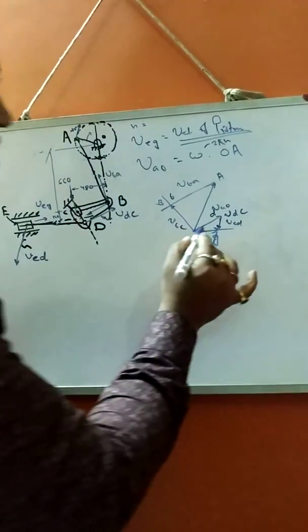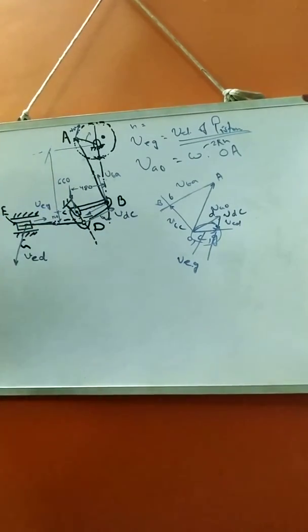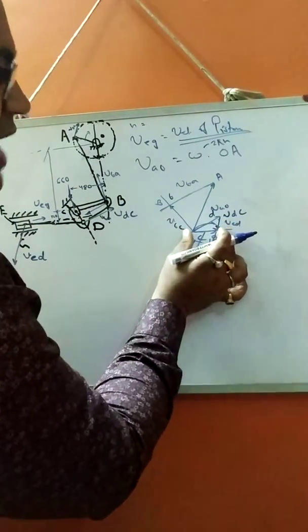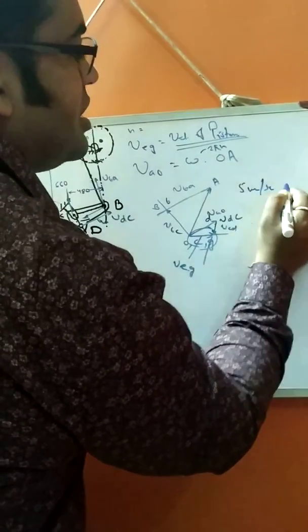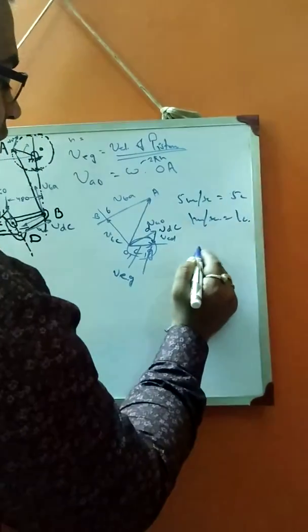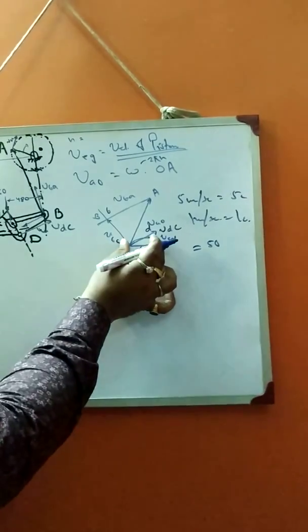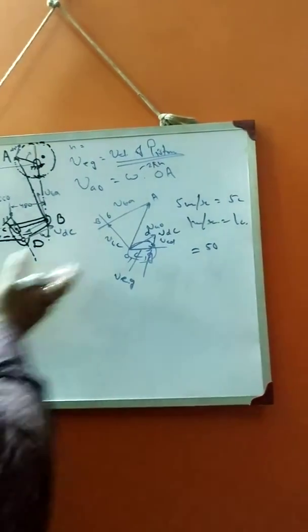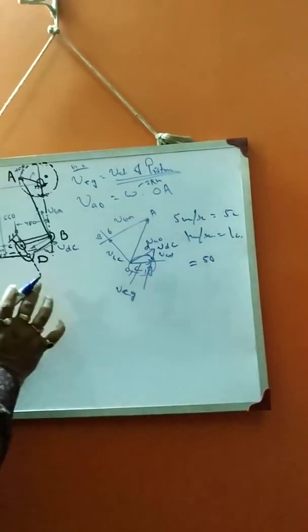So ultimately this is our focus. We should find out this value with the help of a scale. Suppose, as I discussed in the previous slide, 1 meter per second represents 1 centimeter, and if this comes to about 50 centimeter, we convert it back to meter per second, and we get the linear velocity of the piston. So with the help of a velocity diagram we calculate the linear velocity of the piston. Okay, so that's all.